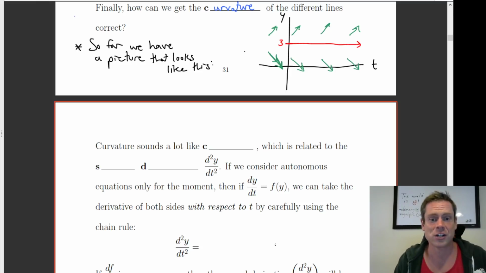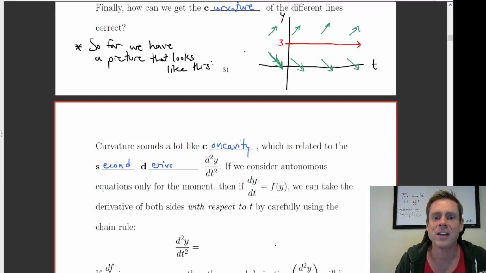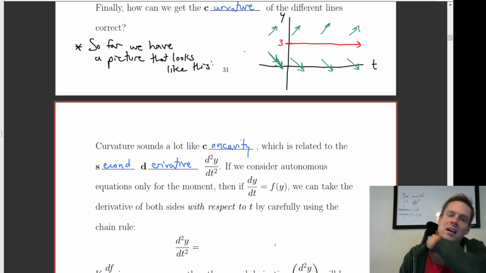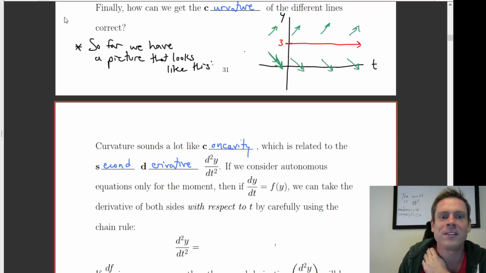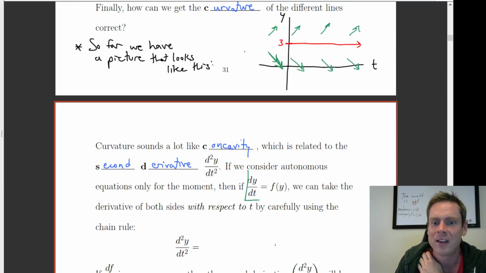So yeah, curvature sounds a lot like concavity. And we know that concavity is related to the second derivative. The second derivative with respect to t is d squared y by dt squared, okay? Remember, this is always a bit of a point of confusion. This is the differential equation: dy by dt equals some function of y.